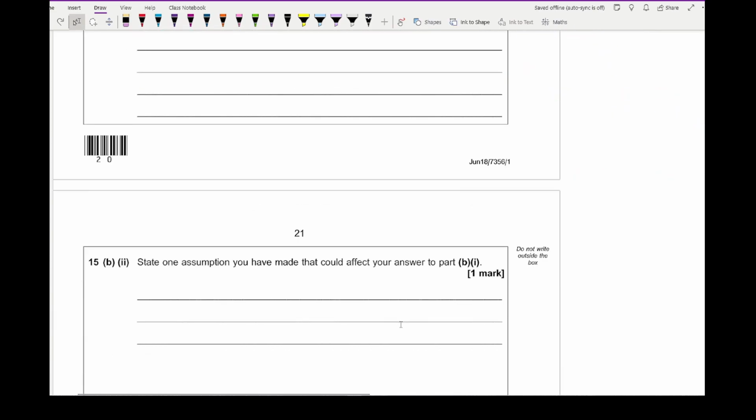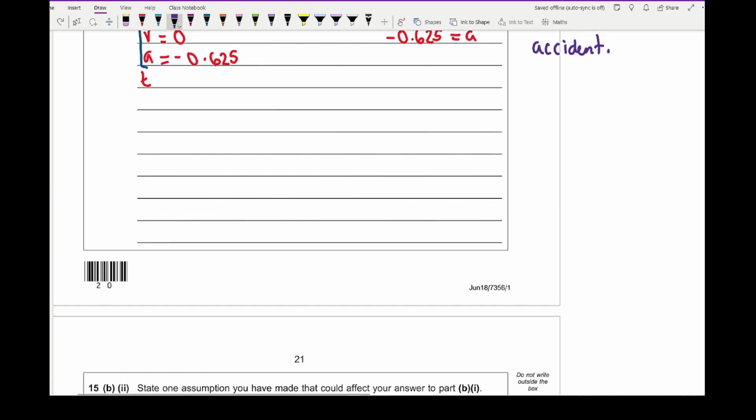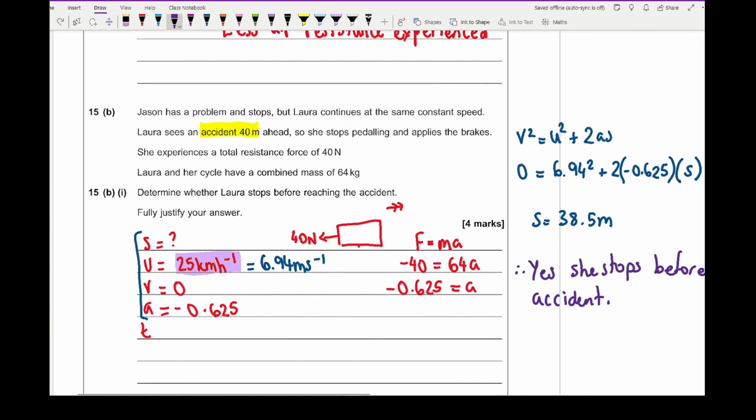In part 2, it's to state one assumption you have made that could affect your answer to the first part. If she sees the accident, there's always thinking time before seeing the accident and applying the brakes. So there's that thinking time that would be added on. So we have to assume that there was no thinking time for the conclusion that she would stop before the accident.